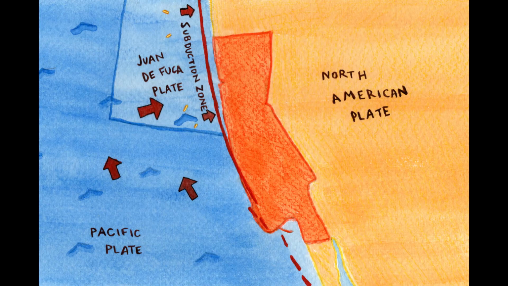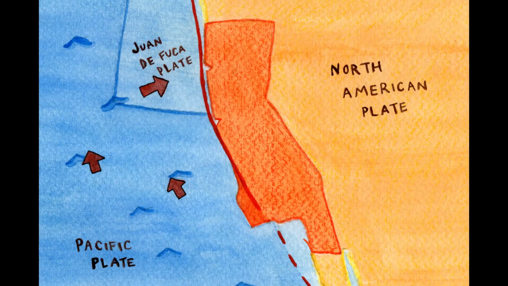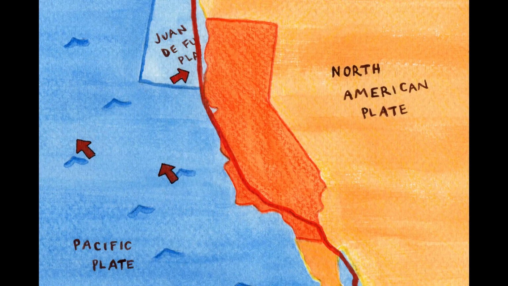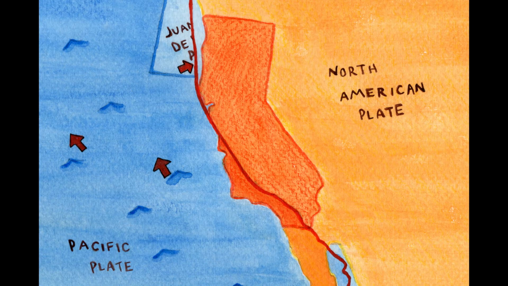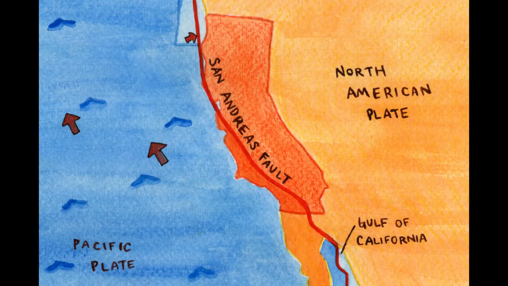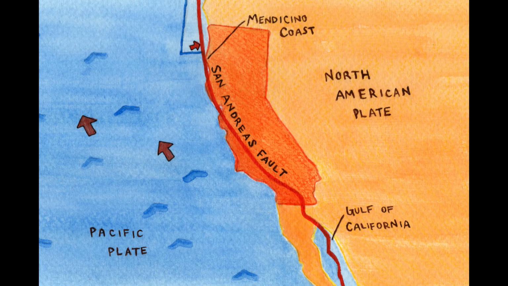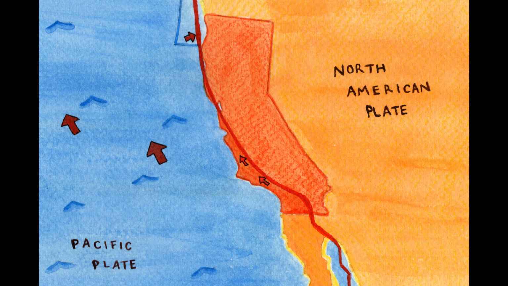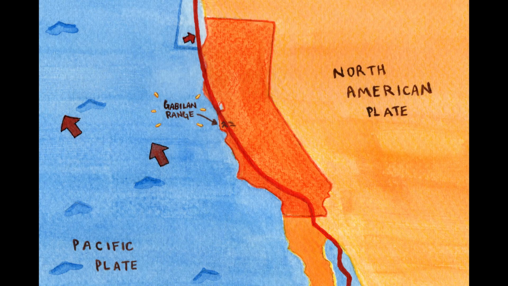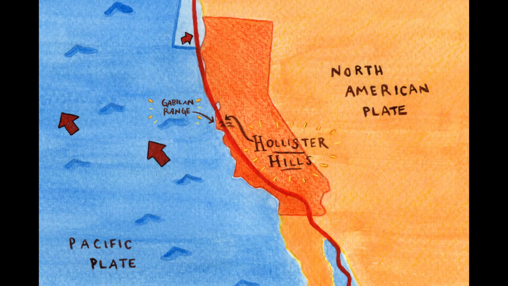This boundary today is known as the San Andreas Fault Zone. The San Andreas Fault extends more than 600 miles, from the Gulf of California to the Mendocino coast. The Pacific plate is slowly sliding past the North American plate, northbound. The right lateral movement of the fault created the Gabilan Mountains, where Hollister Hills is located.